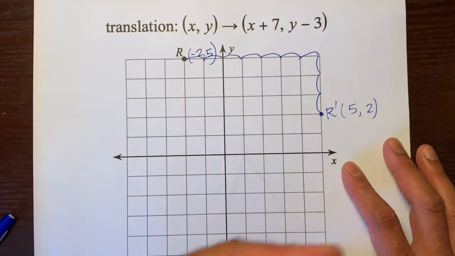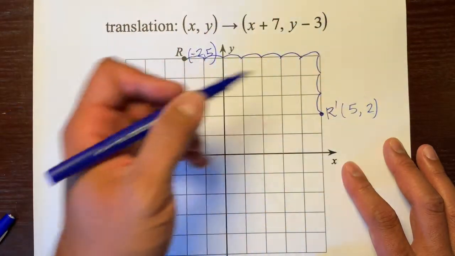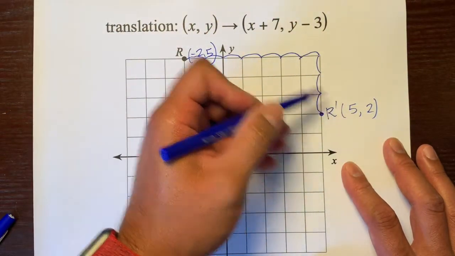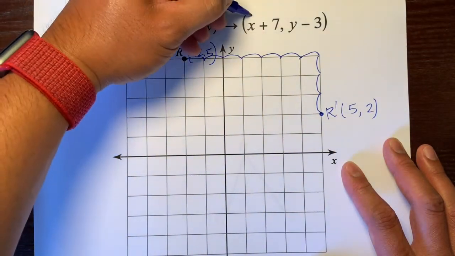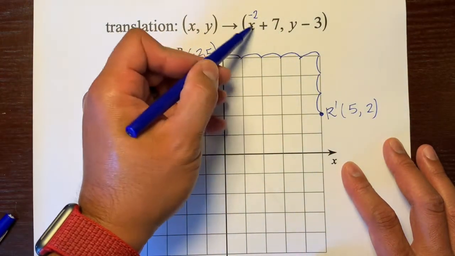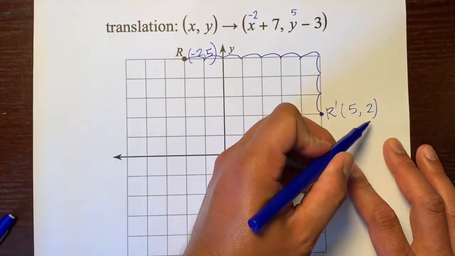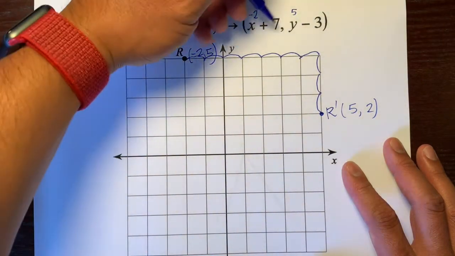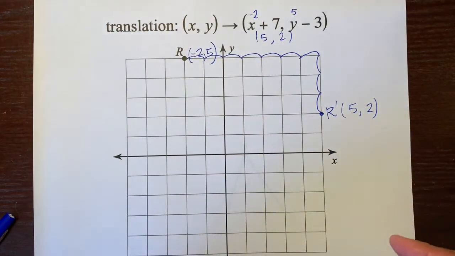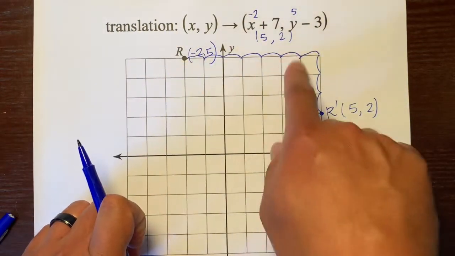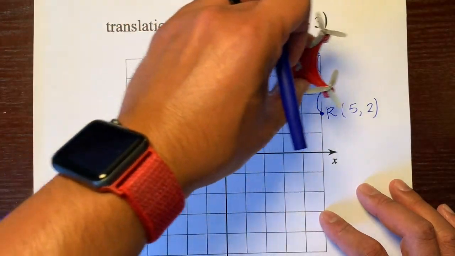And if you want to do this without graphing, again, graphing helps, and the problem may tell you to graph, but if you want to do it algebraically, this helps. We'll just plug in: -2 plus 7 would be 5, and then 5 minus 3 would be 2. So we get the exact same answer if we just plug that in. So this is how we move from r, to the right 7, down 3 to r prime.